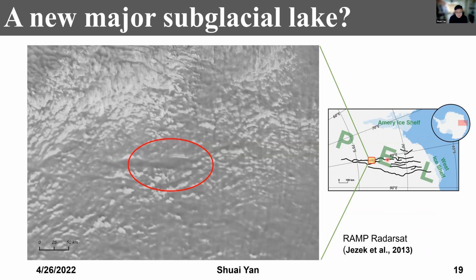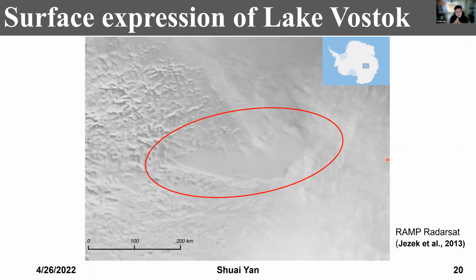And in the upstream part of this proposed canyon network, they observed this flat, smooth feature on the surface of the ice sheet. And they proposed this is a signature of a major lake beneath the ice sheet, because that's what we normally see for such water bodies beneath the ice. And so here, for example, is what the surface of the ice sheet looks like over Lake Vostok. You can see this big, smooth and flat feature right above Lake Vostok.